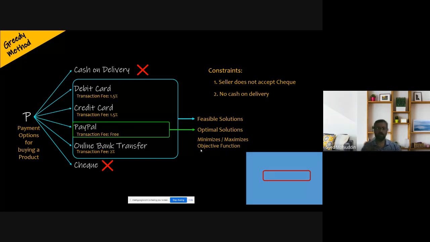So this was an example that we have a problem. We may have several solutions, but some solutions might not be feasible at all. Some solutions will be feasible based on some constraints. And among those feasible solutions, we will have an optimal solution which will minimize or maximize the objective function.